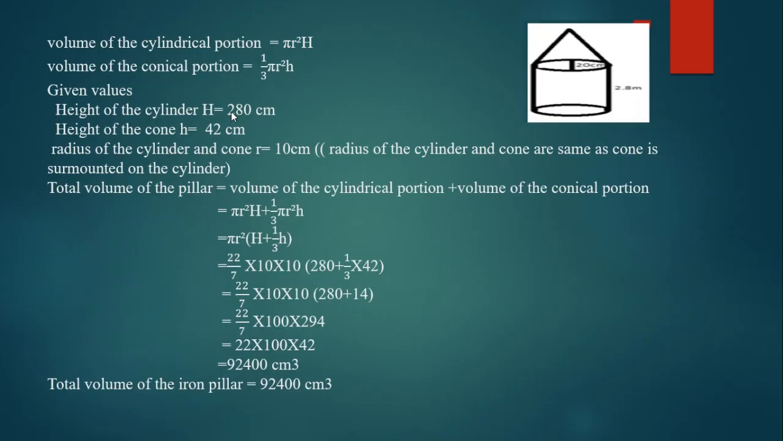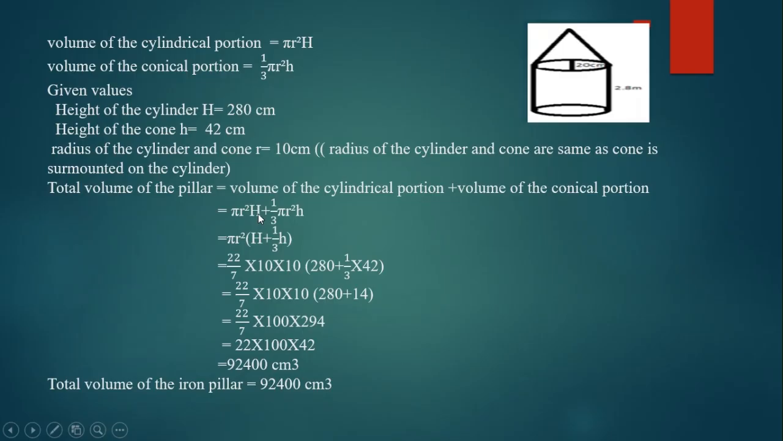Height of the cylinder, capital H, is 280 centimeters and the height of the cone is 42 centimeters. The radius of the cylinder and cone, small r, is the same, because the cone is surmounted on the cylinder. So radius of the cylinder and cone r is 10 centimeters. Now total volume of the pillar is equal to volume of the cylindrical portion plus volume of the conical portion. I am substituting the formulas here.